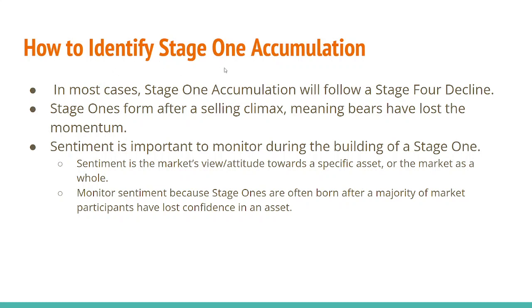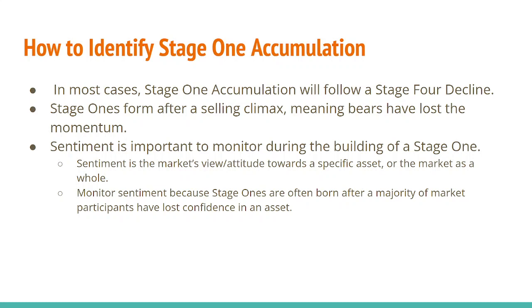how to identify Stage One accumulations. So, in most cases, your Stage One accumulation will follow a Stage 4 decline. Stage 1s form after a selling climax, meaning bears have lost the momentum. So Stage 1s are often formed during moments of pure fear. Market participants are underwater and the smart money has been in cash or selling short for a considerable amount of time. You will know Stage 1 is forming when a selling climax has taken place. This climax usually occurs on heavy volume and sets the anchor point for the Stage 1.